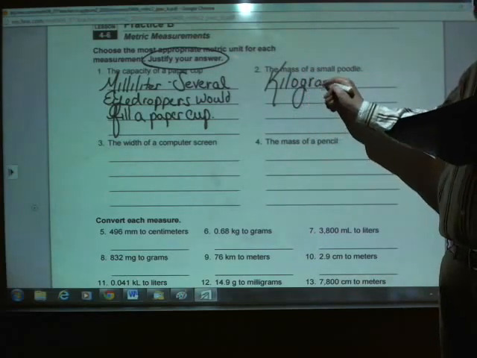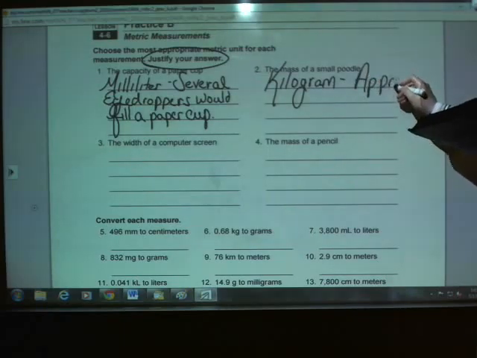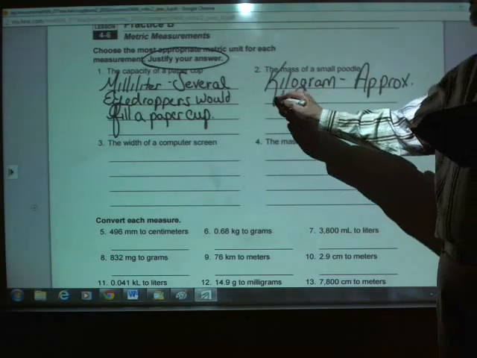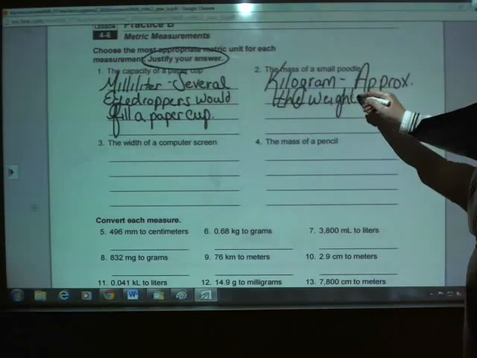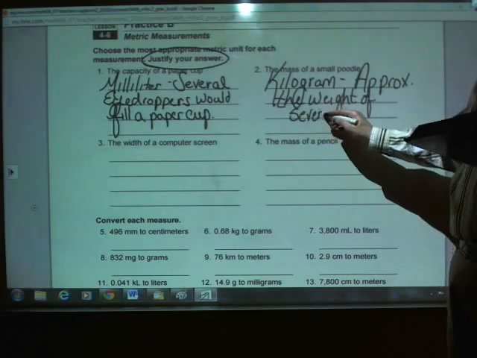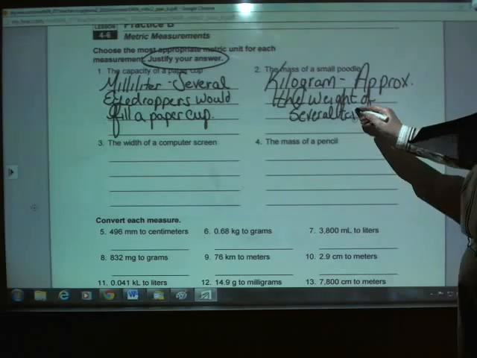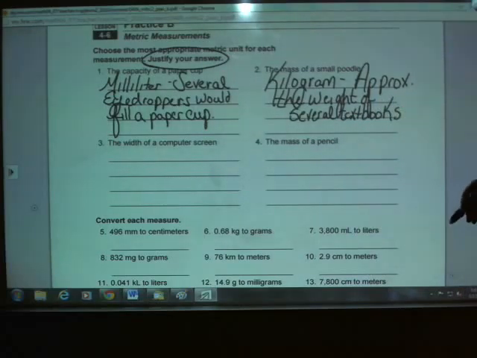And my justification is that a kilogram is approximately the weight of several textbooks. All right, so now I'm prepared to help you with 5, 6, and 7. You're going to do the same thing in the next set of questions as you do in 5, 6, and 7. So if I help you there, you'll probably get enough.